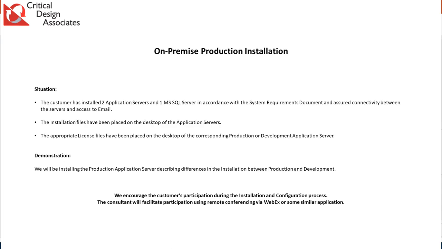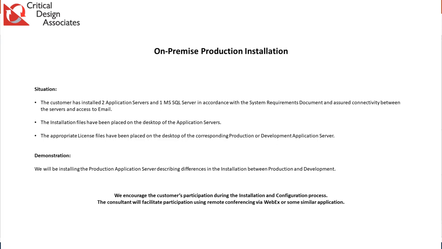Our situation: the customer has installed two application servers and an MS SQL server in accordance with the System Requirements document, and they've assured connectivity between the servers and access to email and other applications they may need. The installation files have been placed on the desktop of the application servers, and the appropriate license files have been placed on the desktop of the corresponding production and development application servers.